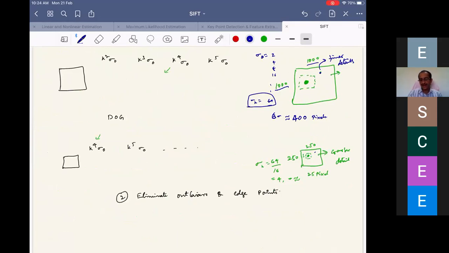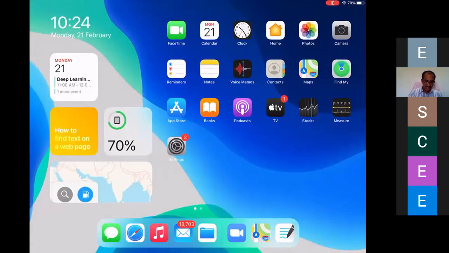Probably I will show some of the slides and we will come back for the discussion on eliminating the outliers or edge points and so on. This process will give us a large number of key points. Now the next question is, how do I eliminate and get only the key points which really correspond to corners, or which can be matched very robustly across scales? Okay. And then subsequently, how to assign the orientation, such things we'll discuss.